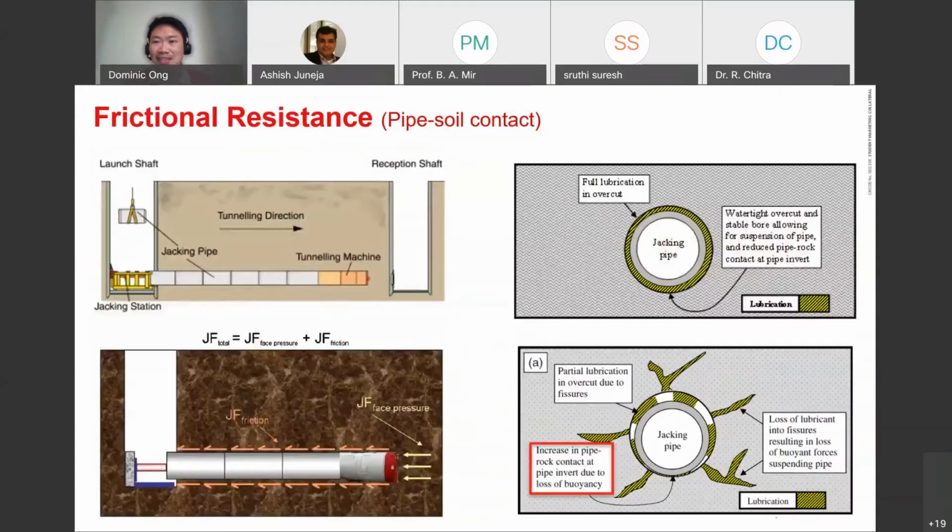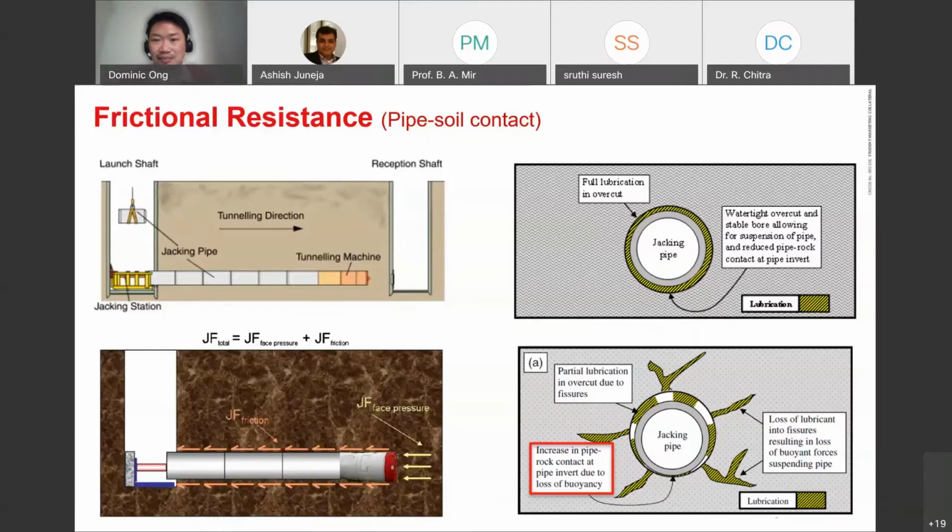Okay, and this is also another figure to show you that in some cases, the top right figure, the rock can actually be quite intact. Once you inject lubricant into the overcut tunnel, you would have the entire lubricant being pressurized. It will make the tunnel stay afloat or be suspended in the lubrication, and then you would easily be able to jack your segmental pipes through the distances with minimal jacking resistance.